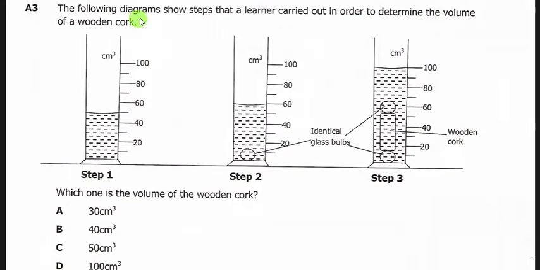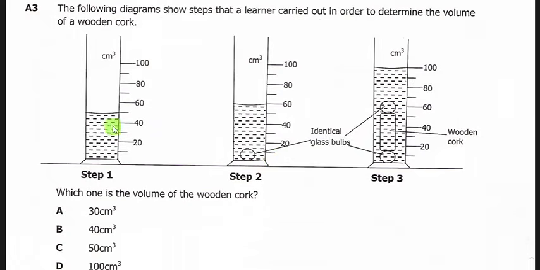So the following diagrams show steps that a learner carried out in order to determine the volume of a wooden cork. So these are the steps: step 1, step 2, step 3. In step 1, there's a wooden cork, and then there's also a glass bulb here.